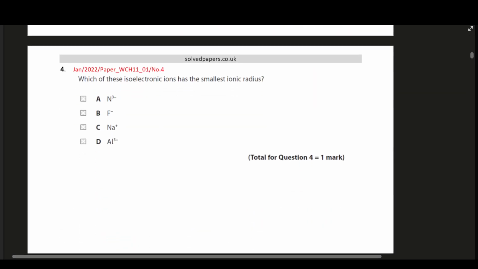Which of these isoelectronic ions has the smallest ionic radius? Okay, Simra, can you try this? Which one? Isoelectronic means what? All four of these ions have the same number of electrons, isn't it? Now everything depends on what then? The number of protons, right? Am I clear?